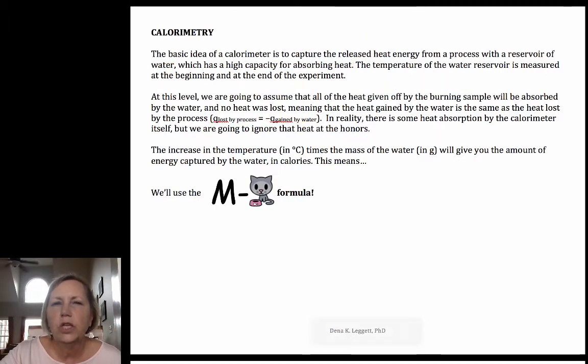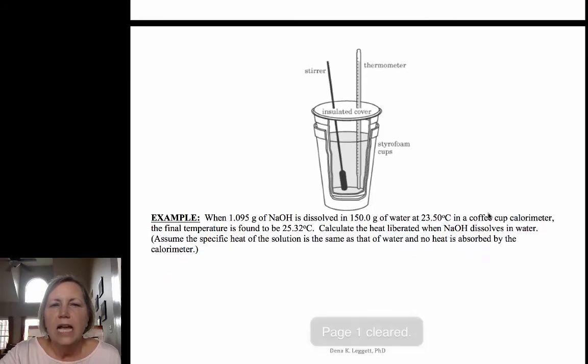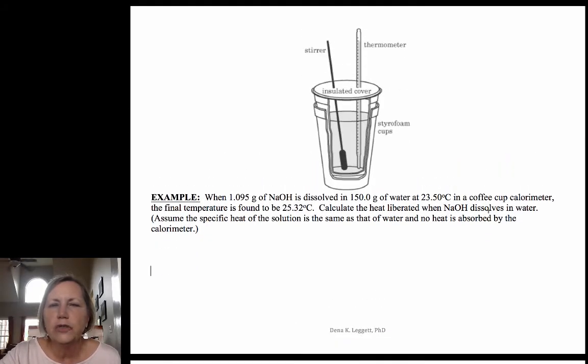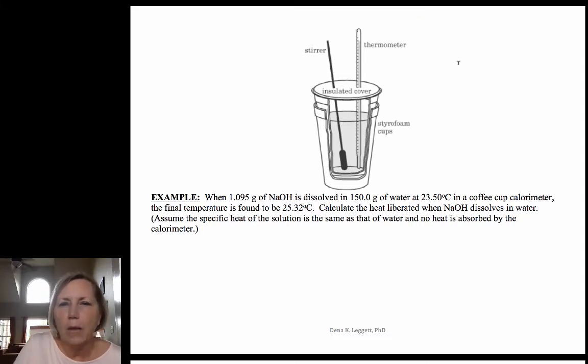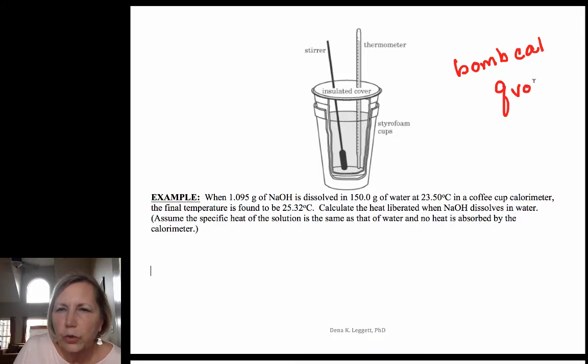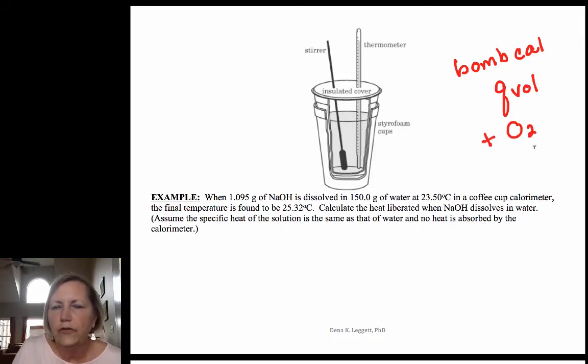So let's take a look at an example of one. This is a common introductory laboratory calorimeter. Of course, to do food ones, you use what's called a bomb calorimeter. This is a constant volume process, and what you do is you combust your food with oxygen, and that combustion is going to transfer the heat to water, and we measure the heat change in water.